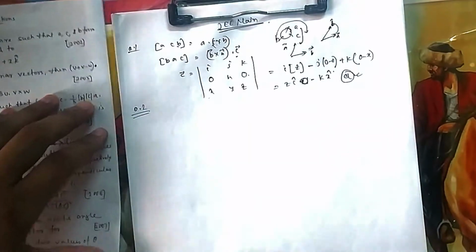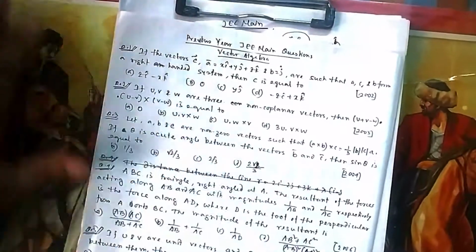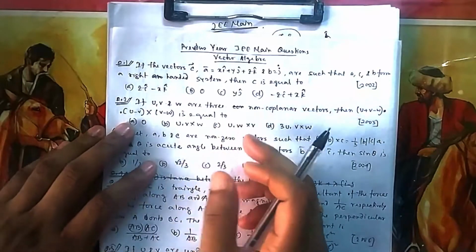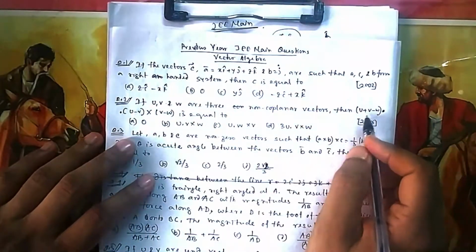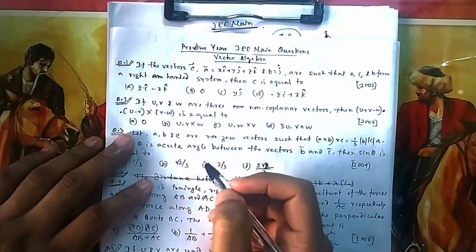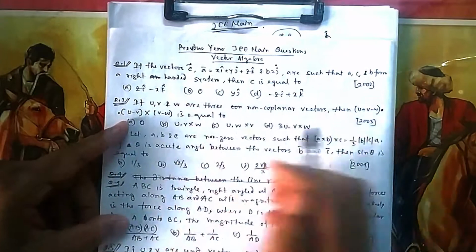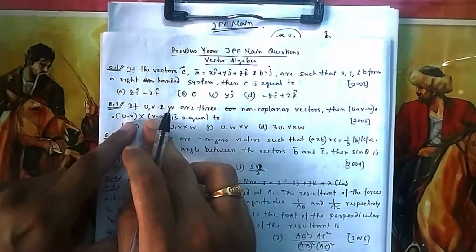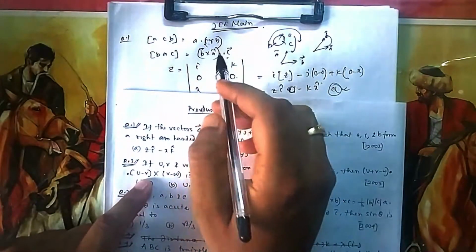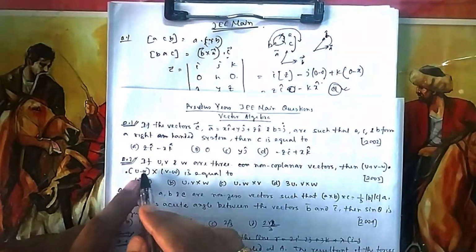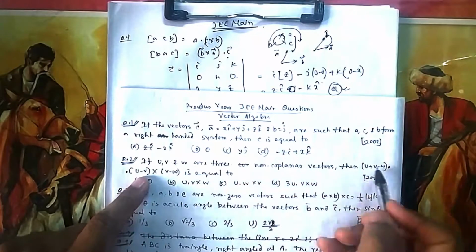Now if you come to question number 2, u, v, w are 3 non-coplanar vectors. Non-coplanar means box u, v, w is not equal to 0, and they are asking this dot this. So first let me calculate this cross, because if I say A dot C cross B, then you will do the cross first, then you will dot it. So let me cross it first, then we will dot it with this one. We will see what comes.